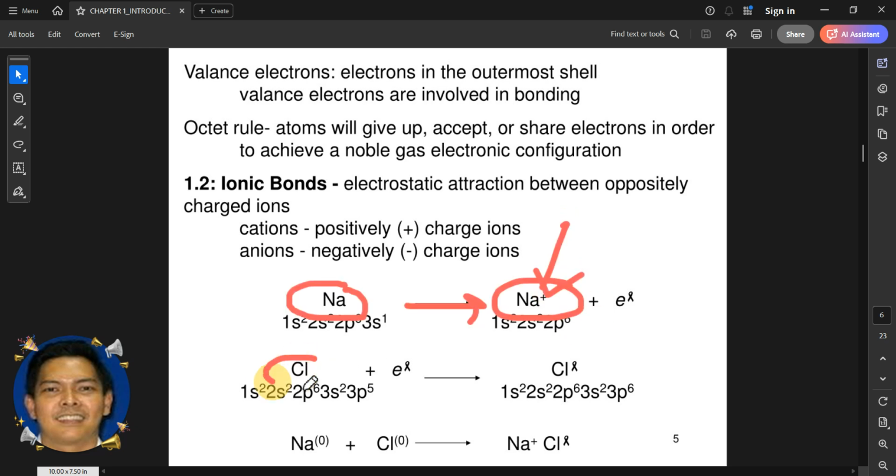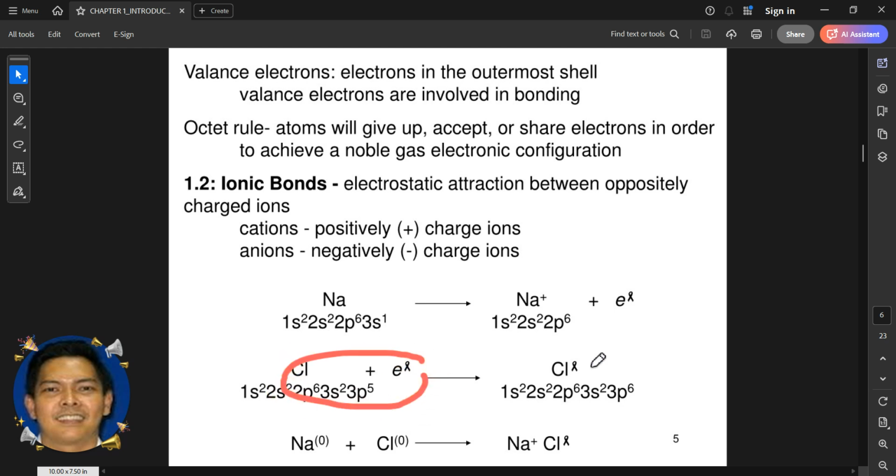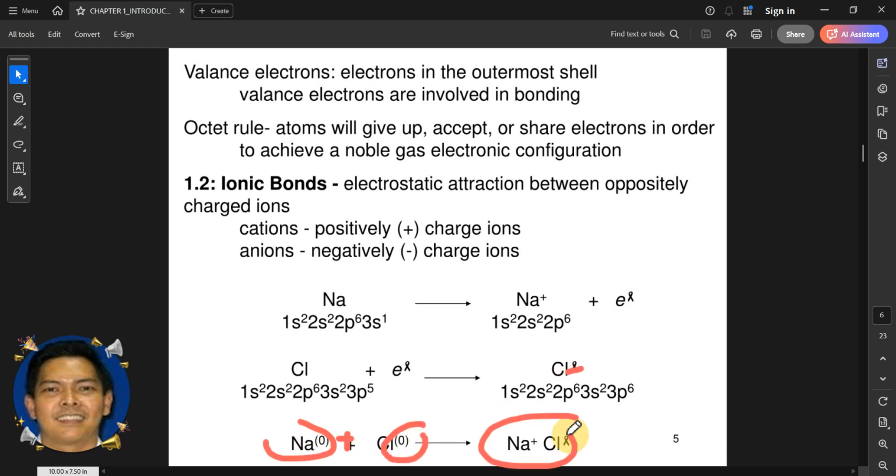Here we have chlorine, which is added with an electron. So chlorine carries the negatively charged ion, an anion. Since chlorine is a negatively charged ion, it will combine together with sodium to produce sodium chloride, which carries the positive and negative charges, the anion and cation. This is the electrostatic attraction between oppositely charged ions.